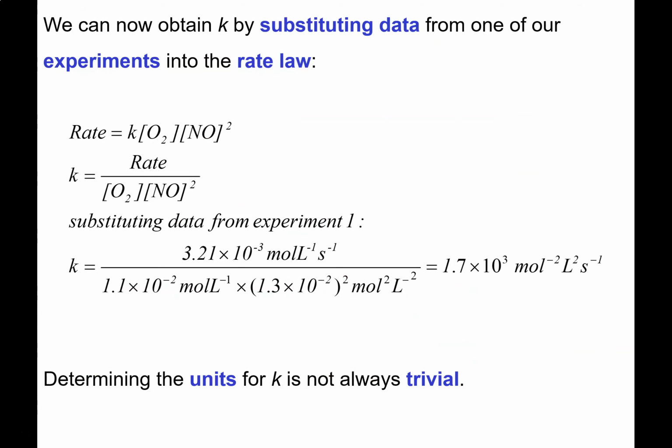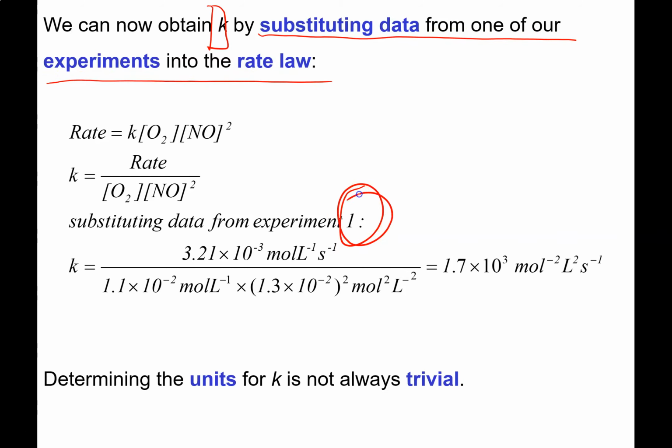Okay, so once you've got your rate law, you can now get K by substituting in data from one of your experiments. And I generally do experiment 1 by default. So what I've done here is my rate law. I'm going to reorganize and solve for K, and I'm going to use data from experiment 1 that was in my table. So here it is.